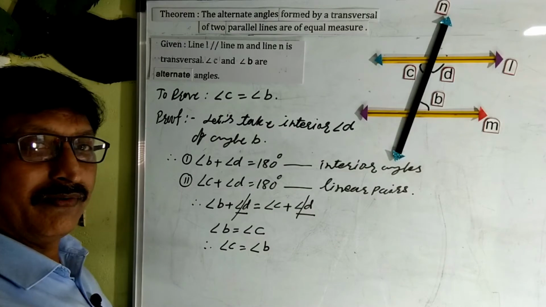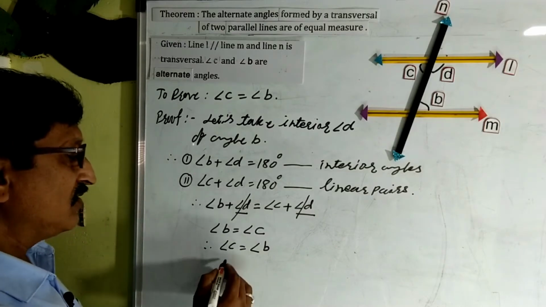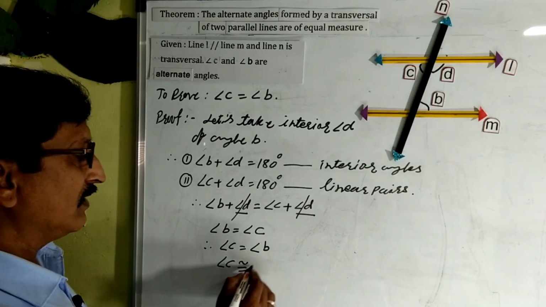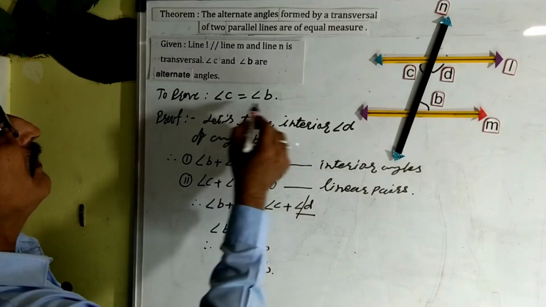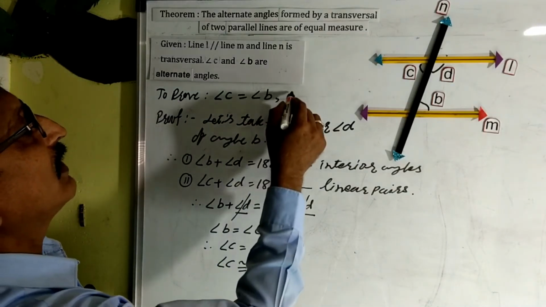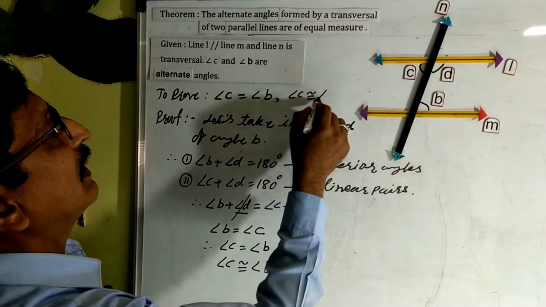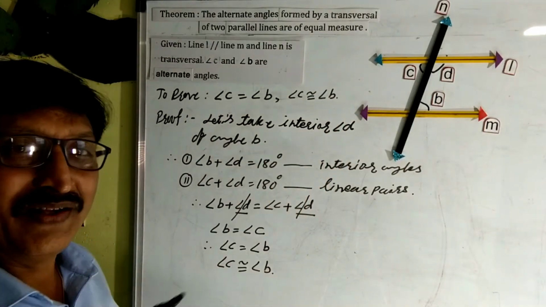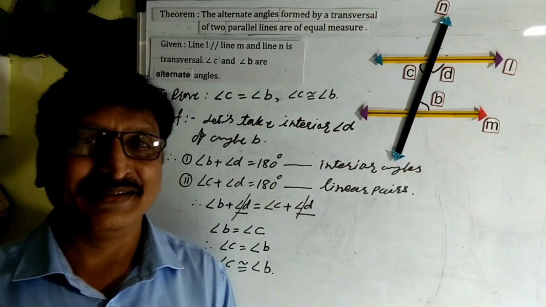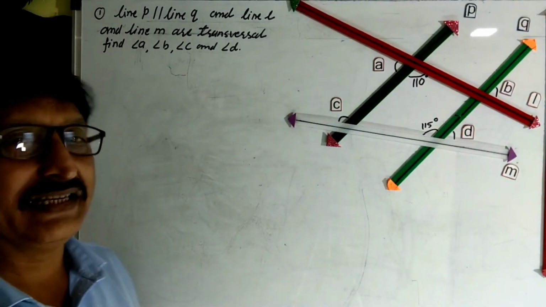Well, instead of the equality you can write congruency also, angle C congruent angle B. If in a proof you are asked to write that, angle C congruent angle B. Well students, we will see one problem based on this. Let us see this example.